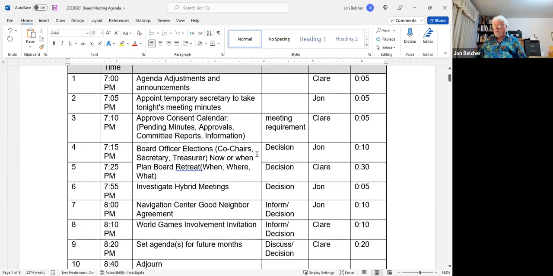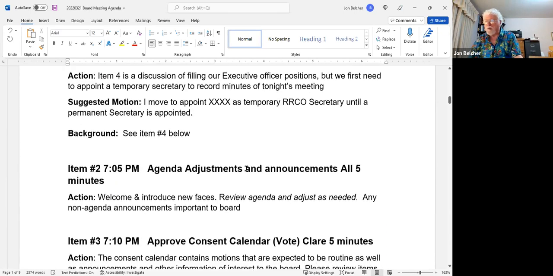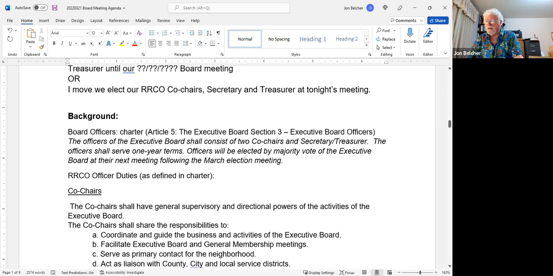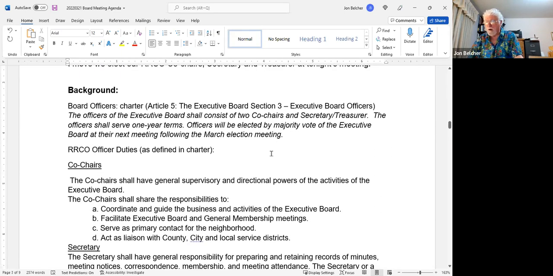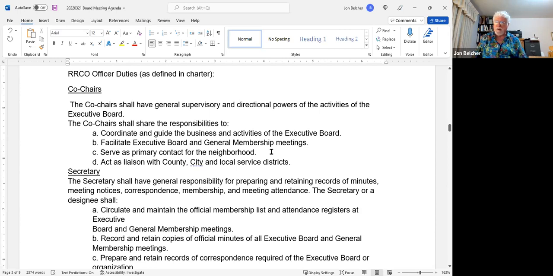Board officer elections. In the information for this item, I shared with you what the charter says we're supposed to do, which is we are supposedly required by the charter to elect co-chairs, a secretary, and a treasurer at tonight's meeting. But I think we can vote to suspend those rules if you want to wait till a later date till we better know each other.